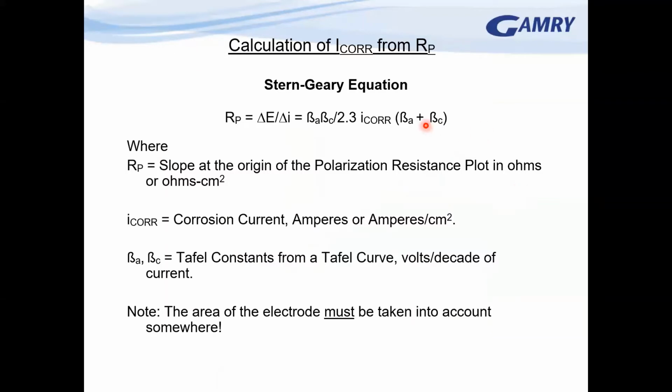So to calculate I corr from the polarization resistance, we're going to use, as I said, the Stern-Geary equation. We get the polarization resistance from the polarization resistance graph, and we can use knowledge of the beta constants, which perhaps are measured from a separate experiment using a Tafel plot, to calculate the corrosion current. We have to make sure that we include the electrode area, as the current that we're going to measure is obviously going to be larger for larger surface areas.